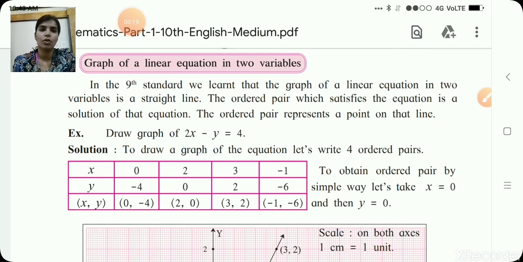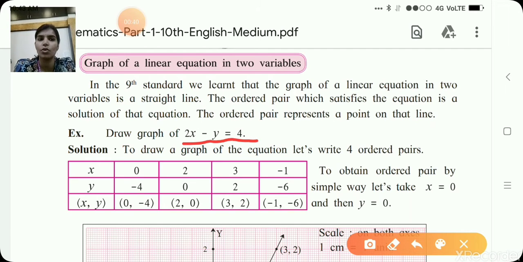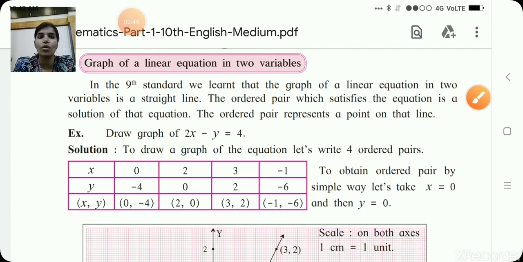Okay, so we learned that in 9th standard how to draw the graph of the linear equation, but we draw there only the graph of a single equation. So we just revise it before going to our topic. Suppose one equation is given to you, 2x minus y is equal to 4. For drawing the graph we want to find 3 or 4 solutions of that equation.